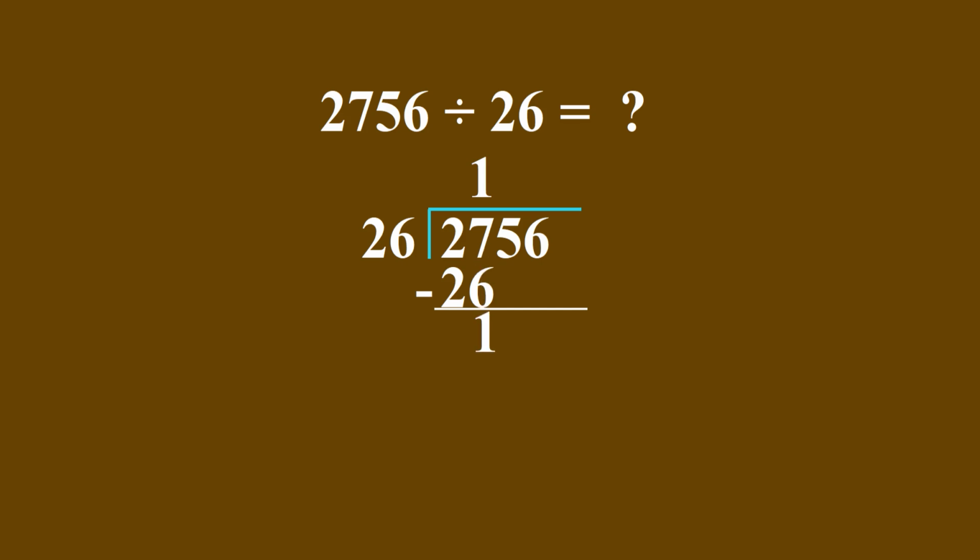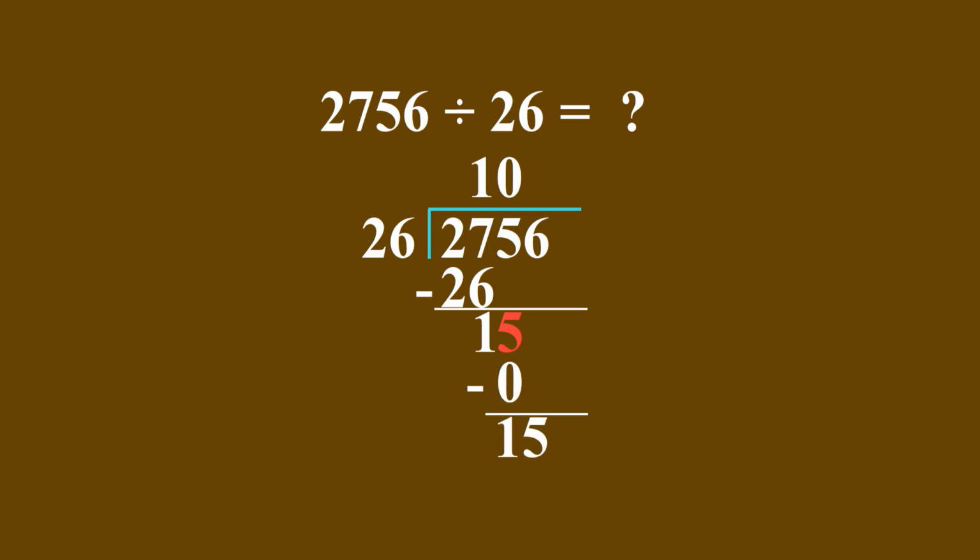Now we bring down the next digit 5, and this makes our new number 15. How many 26 are in 15? The answer is 0. Now multiply 0 by 26, which gives us 0. Draw a line and subtract 15 minus 0, which leaves us with 15.